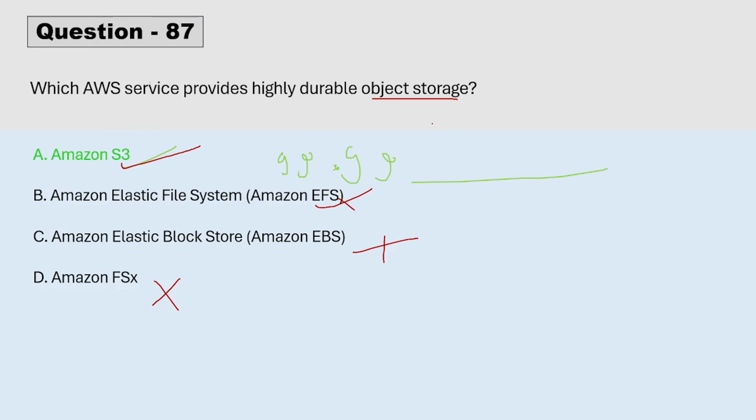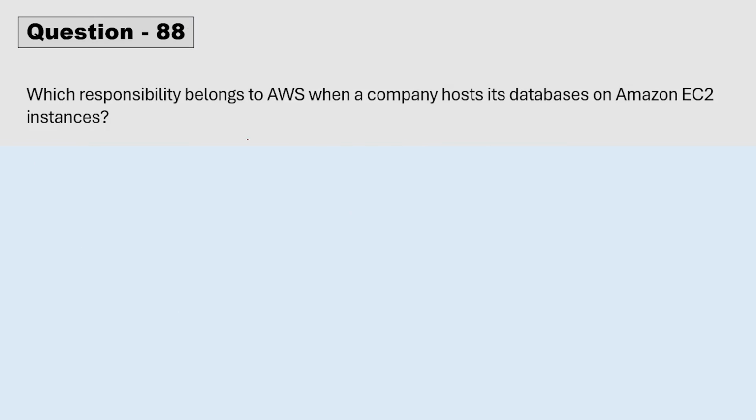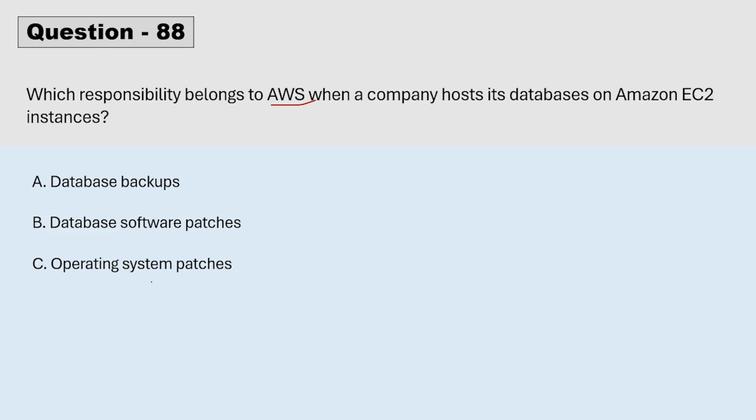That's it. Now question number 88. Which responsibility belongs to AWS when a company hosts its database on Amazon EC2 instances? Again, this is a question from the AWS shared responsibility model. But here it is asking for the responsibility of AWS. So here are the options. Option A, database backups. Option B, database software patches. Option C, operating system patches. Option D, operating system installations. Take your time to guess the correct answer and you should be able to.